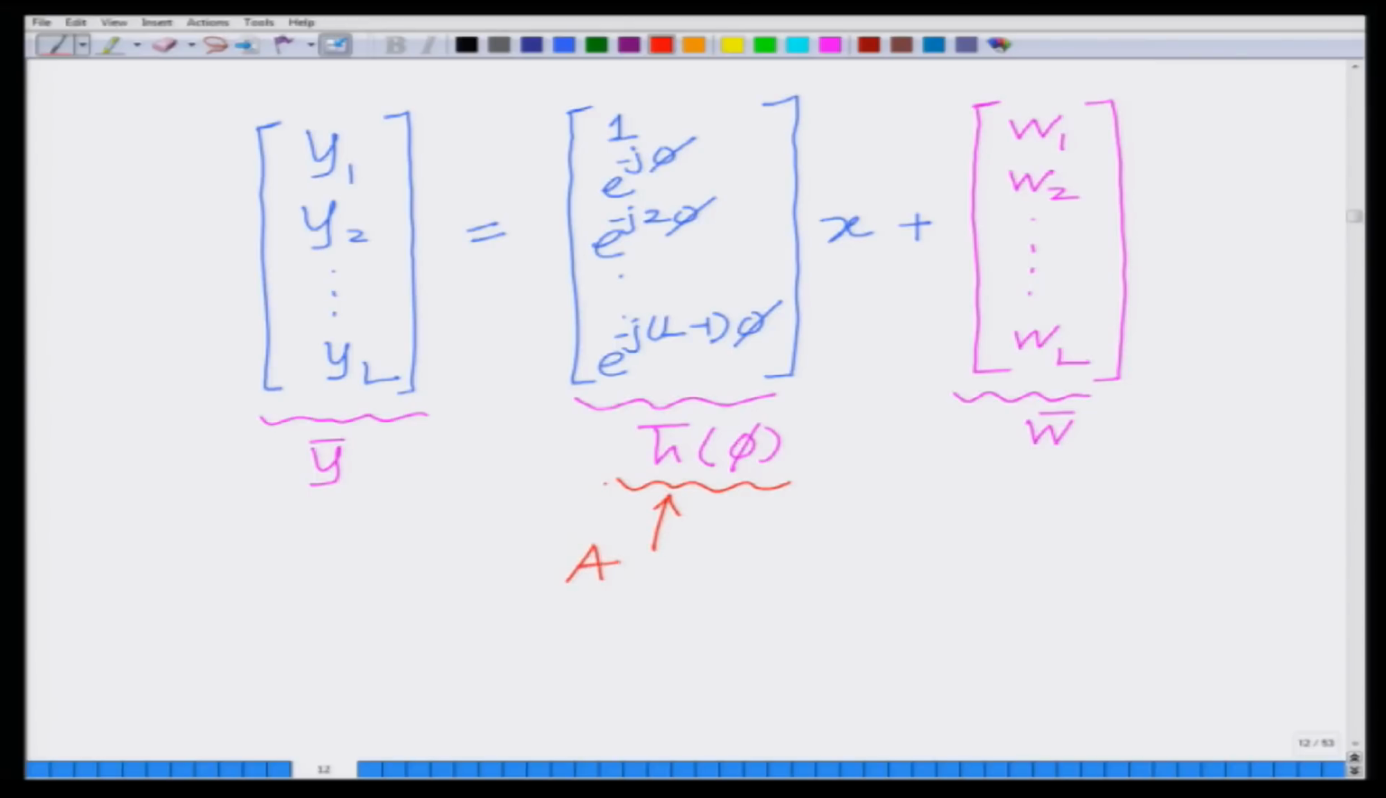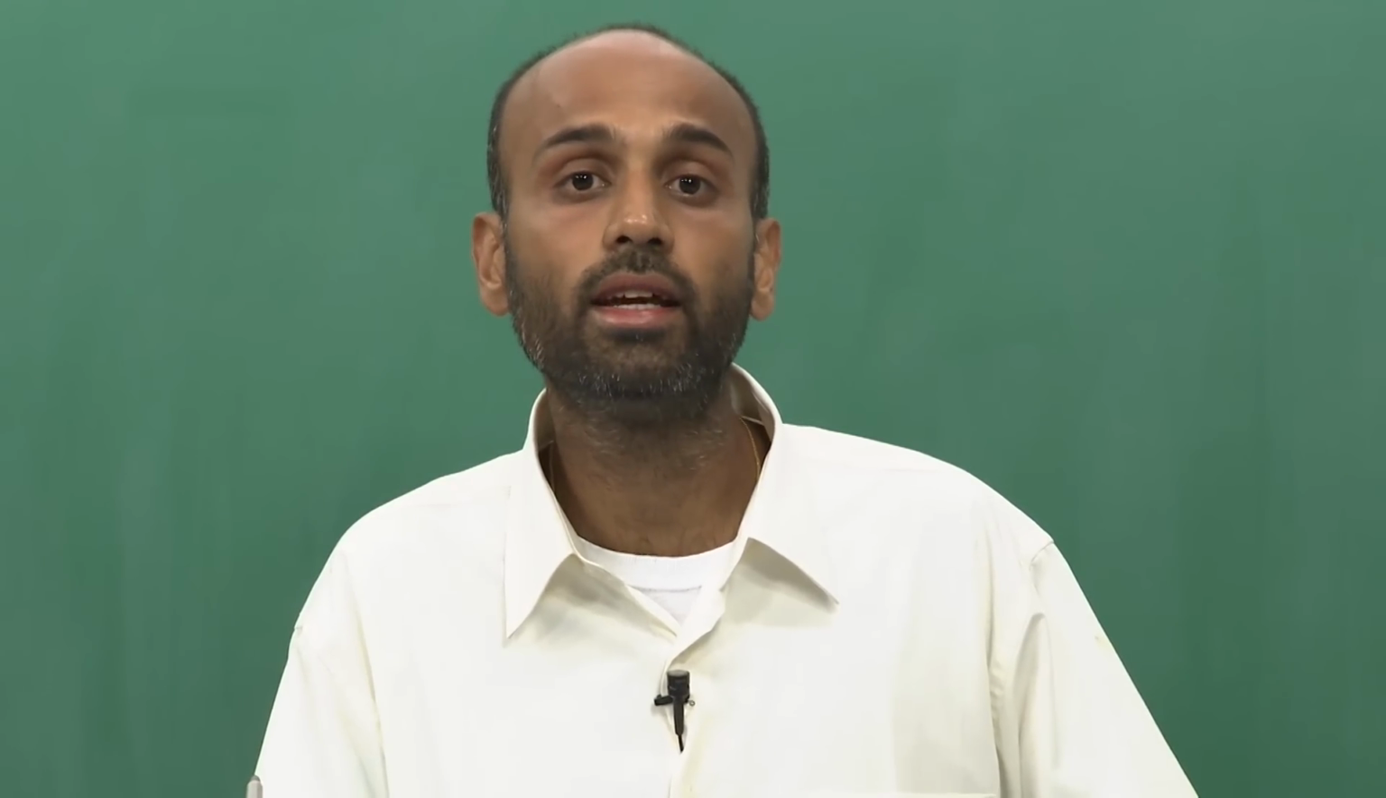This is known as the array steering vector, alright. So, this vector h bar is a function of phi, but remember phi is a function of the angle of arrival theta. So, each different angle of arrival theta corresponds to a different vector h bar. So, this h bar of phi is also known as the array steering vector.